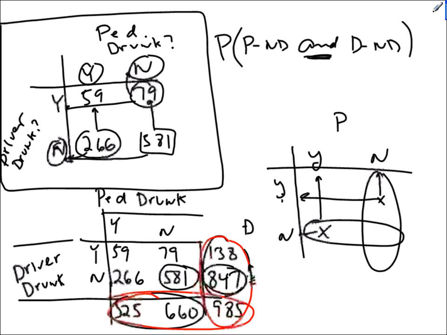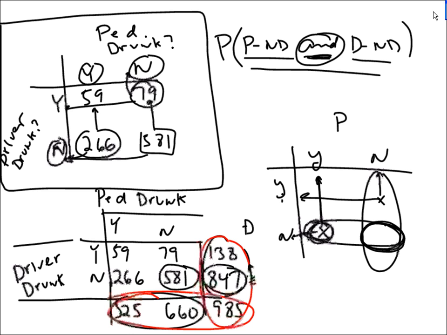Why do I get the impression I said this one wrong? This number here would say, the pedestrian was drunk, the driver was not. But we don't want anyone to be drunk. We're not talking about in real life, we're talking about in this problem. You want the pedestrian not to be drunk and the driver not to be drunk. That's only right here. Only here can you say pedestrian was not drunk and the driver was not drunk. The number that happens to be here is 581.